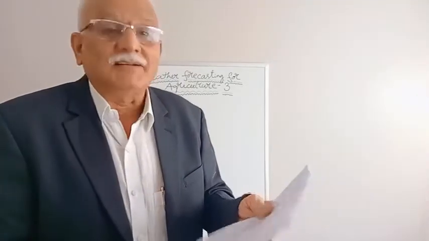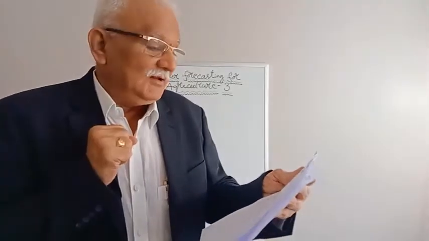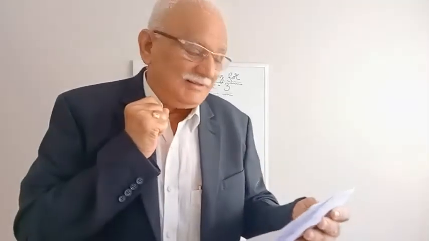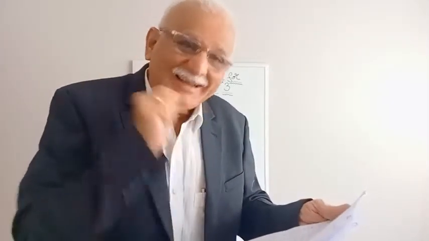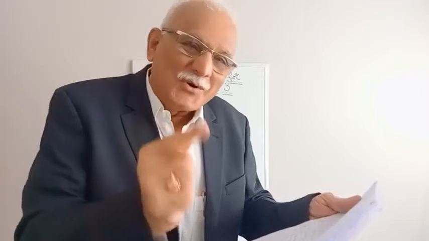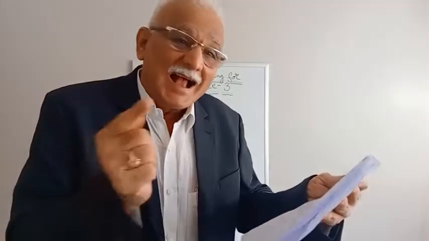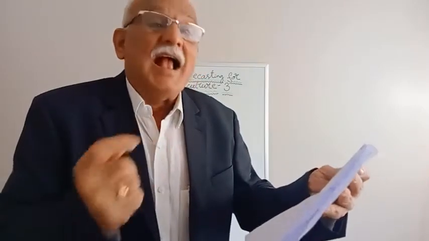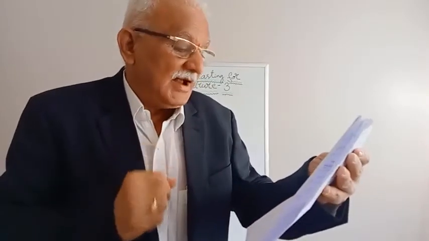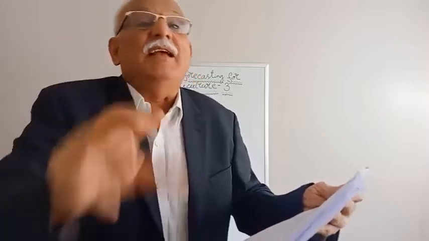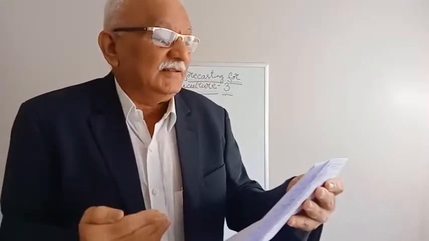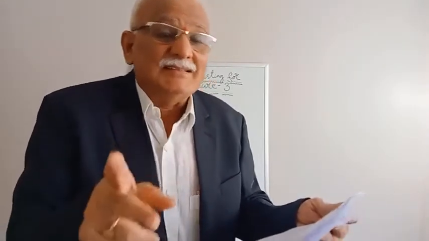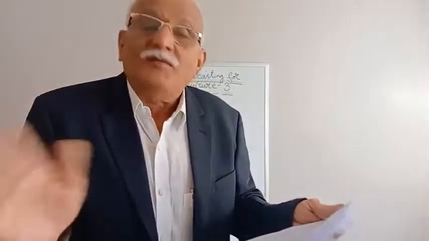So, what are those 7 terms? Listen very carefully. Very light rainfall, light rainfall, moderate rainfall, heavy rainfall, very heavy rainfall, extremely heavy rainfall, and exceptionally heavy rainfall. So these are the 7 categories with reference to intensity of rainfall for 24 hours.